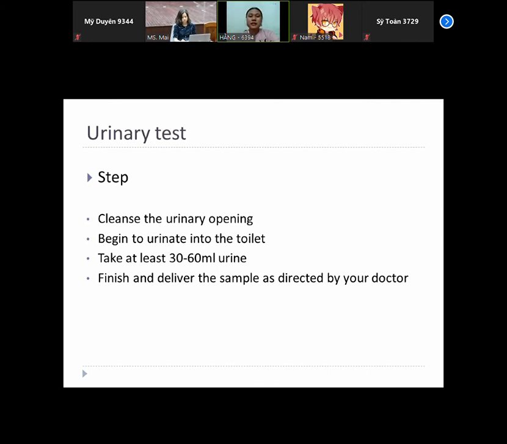A dipstick test checks for pH level, concentration, protein, sugar, blood, and the microscopic exam checks for some factors such as white or red blood cells, bacteria, and crystals. Then your doctor may evaluate the urinalysis result along with those of other tests to determine the next step.